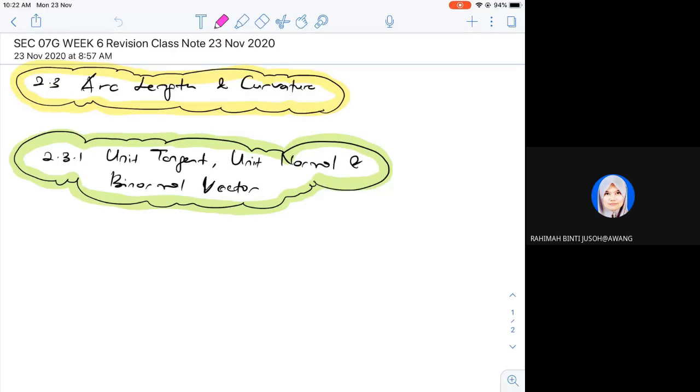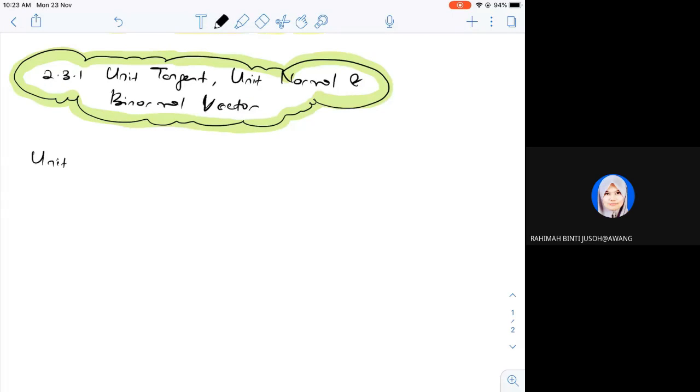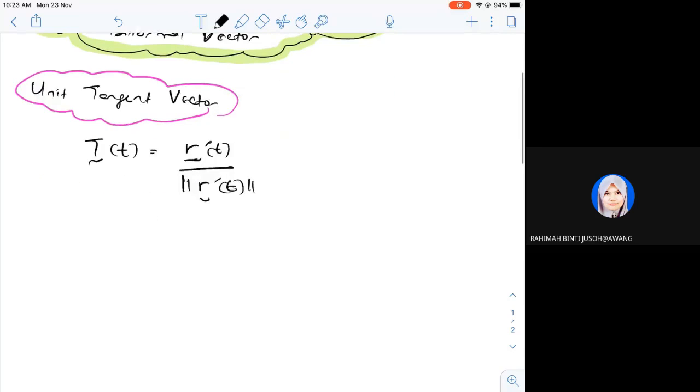Okay, so now, unit tangent vector. The unit tangent vector is denoted as T, with respect to t. The formula for the unit tangent is r prime t divided by the magnitude of r prime t. This is a vector, that's why we have the tilde. So that's the unit tangent vector.